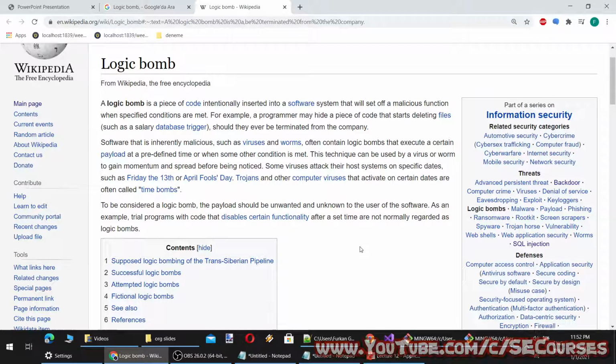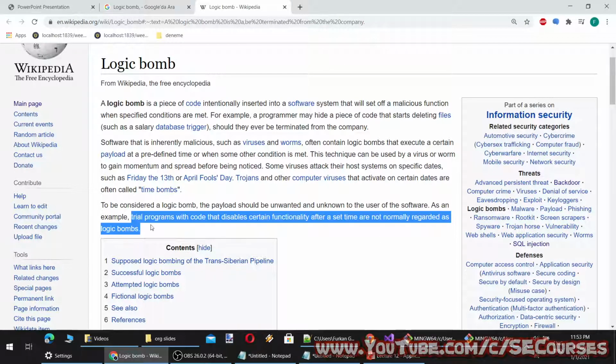This technique can be used by a virus or worm to gain momentum and spread before being noticed. Some viruses attack their host systems on specific dates, such as Friday the 13th or April Fool's Day. Trojans and other computer viruses that activate on certain dates are often called time bombs. To be considered a logic bomb, the payload should be unwanted and unknown to the user of the software. As an example, trial programs with code that disables certain functionality after a set time are not normally regarded as logic bombs.